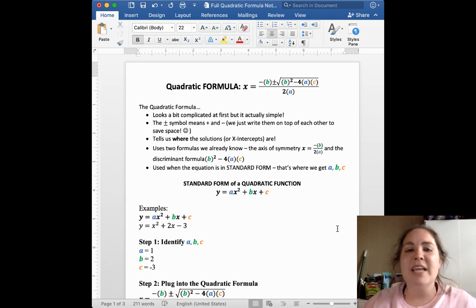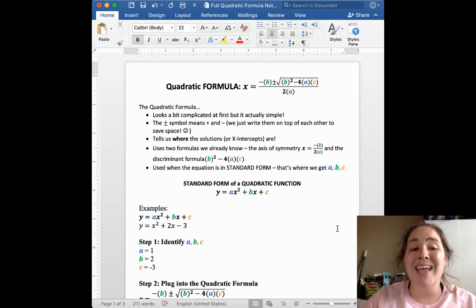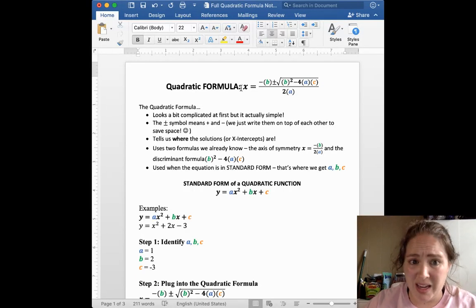So now we're going to take a look at this whole entire quadratic formula that we've been hinting at over the past little bit. Taking a look at this formula at the top of your page, when you first look at it, it can be a little bit intimidating, right? There's a lot going on there, but it is actually really simple. And we've already been doing a lot of this formula already.